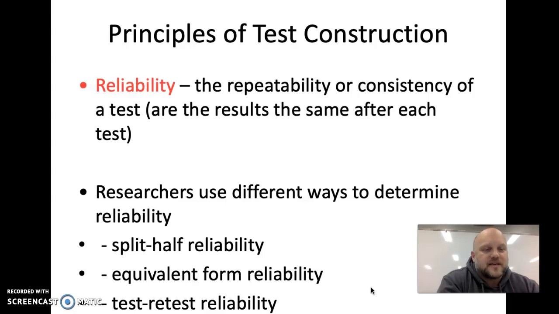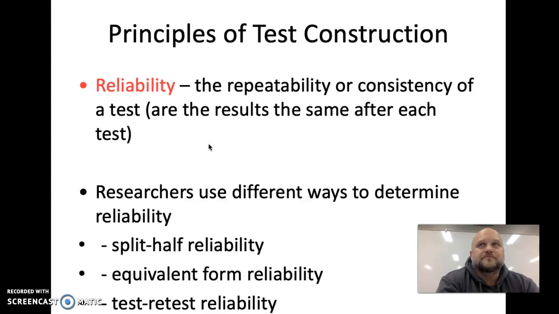So another key thing when it comes to test construction is reliability. This is referring to the consistency of a test. So, are the scores similar if you take it repeatedly? You don't want a test where you take it one day and you get an A, and then the next day you take it and you get a C.